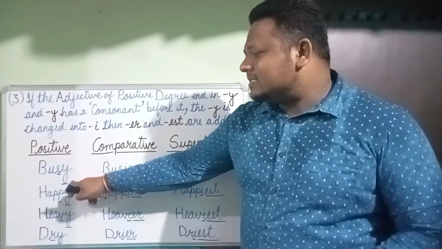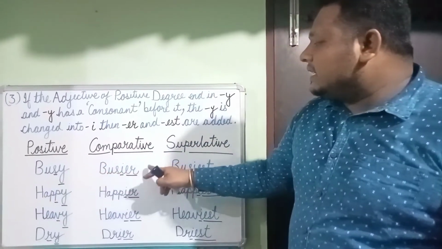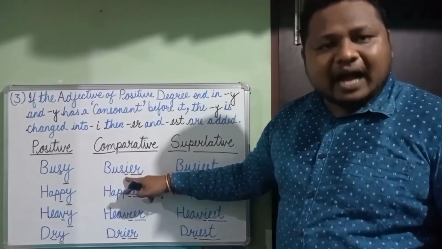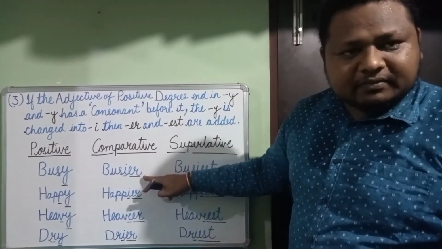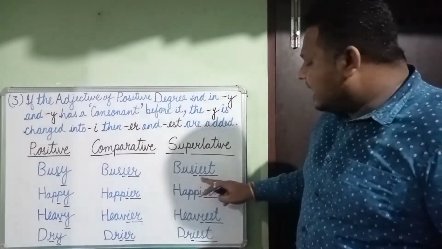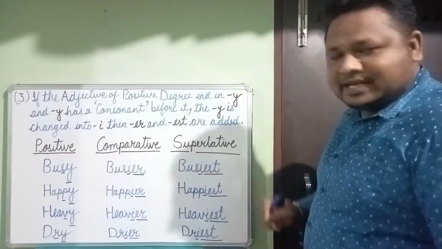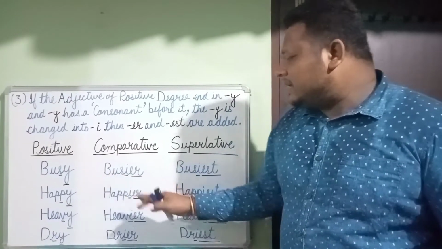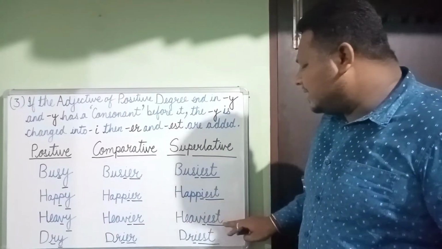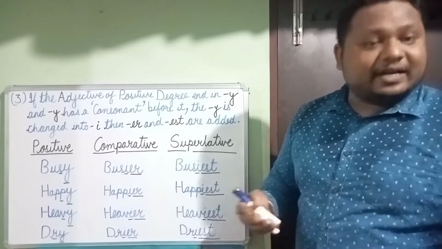Busy. It ends in Y and has a consonant S before Y. So for making the comparative, we have to replace Y with I and add ER. And in superlative, we have to replace Y with I and add EST. So it becomes busy, busier, busiest. Similarly, happy, happier, happiest. Heavy, heavier, heaviest. Dry, drier, driest, etc.